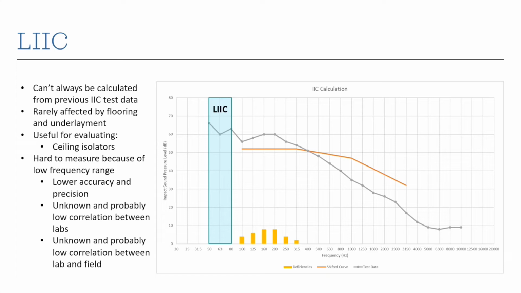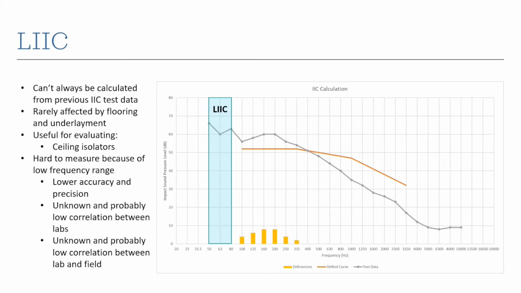It's hard to measure because of the low frequency range, and there's a lot of physics that gets into why that is. I'll spare you that. But the important things to know about the LIIC rating is that it has lower accuracy and precision. There's a difference. You can go Wikipedia it if you don't know. And the LIIC, there's unknown and probably low correlation between labs.